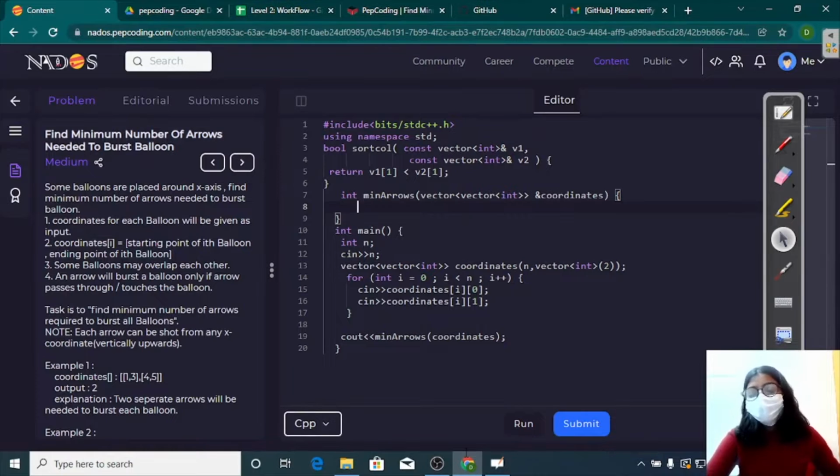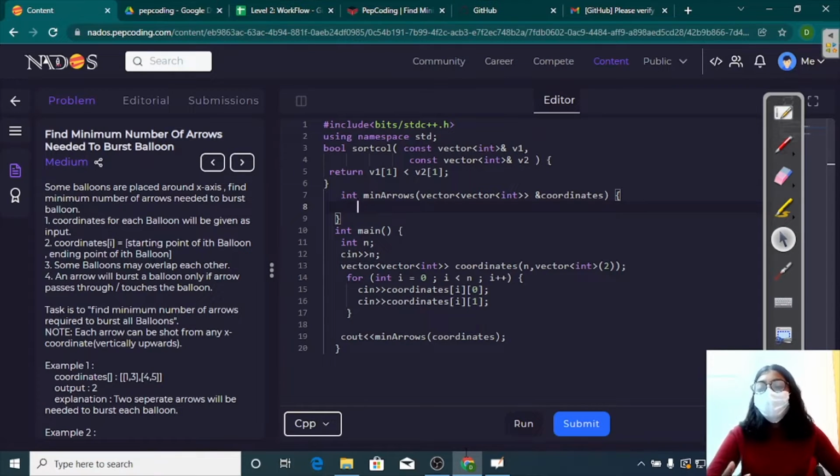So in this video, we are going to discuss another new question of arrays in string series, that is find minimum number of arrows needed to burst balloons. So in this question, we'll be given some balloons that are placed around the x-axis, and we have to find out the minimum number of arrows that we will be needing to burst all of our balloons.